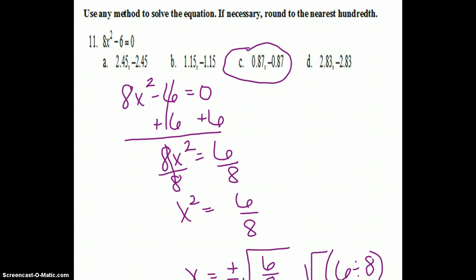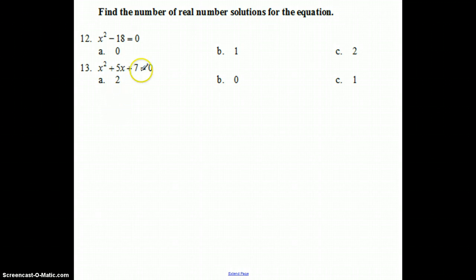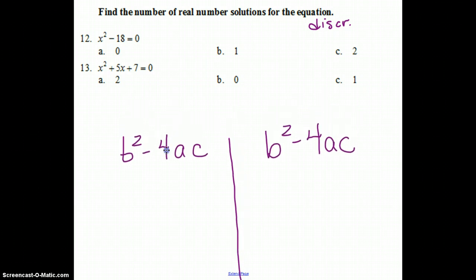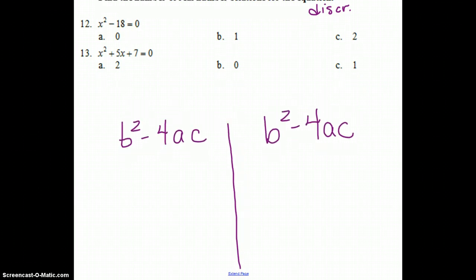Okay, next one. Now these are pretty easy because we're going to actually use the discriminant. Because the discriminant is what tells how many solutions you have by using this. So I'm actually going to split this twice here. And actually, I think I might take this and move it down just a little bit so we can identify our A, B, and C. So on this first one, A is 1. There's no B value, and C is negative 18.